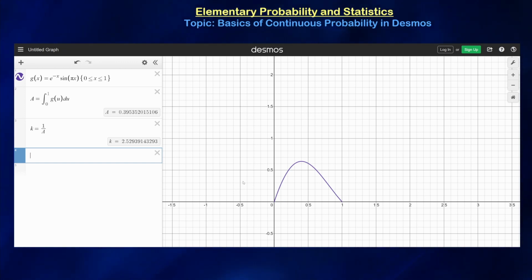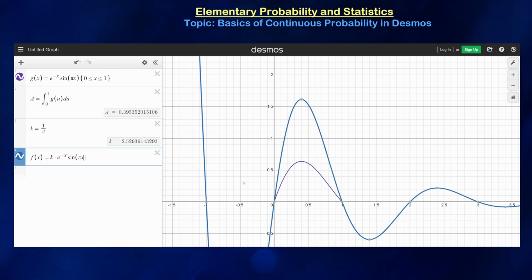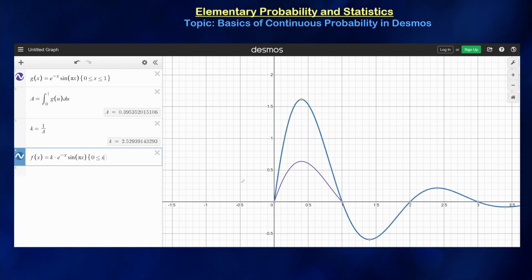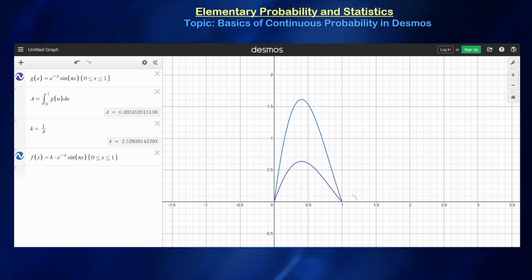Let's just define our function f of x to be equal to k times e to the minus x times the sine of pi x. And that's again going to be on the interval 0 less than or equal to x less than or equal to 1. And there is our new candidate for a probability density function, right? So we've definitely stretched this curve out to be a little bit larger.